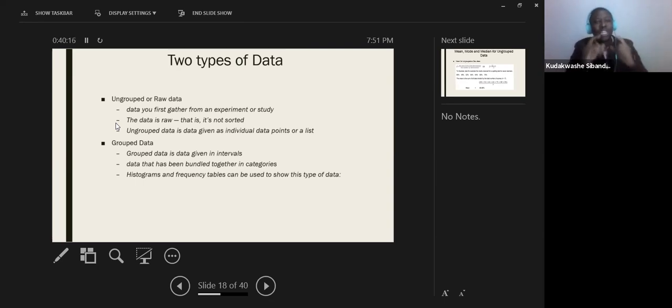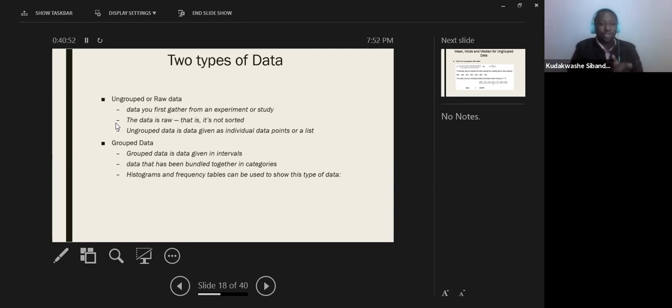But now grouped data, you are grouping data given in intervals. That's where you start to use the frequency table. So you are using the frequency table to group data into specific ranges, into specific categories. So you are grouping people based on the range of the mark that they get. Those that got a mark from 20 to 29, you're grouping them together, right? Those that got marks from 40 to 49, you are grouping them together. So you are grouping them based on a certain interval that you as a statistician have come up with, right?